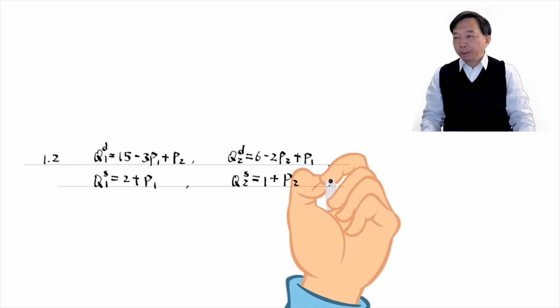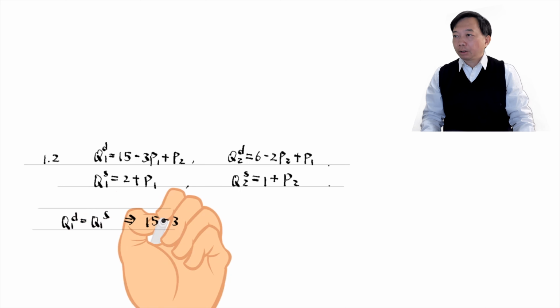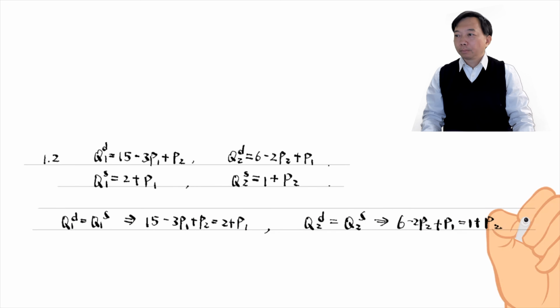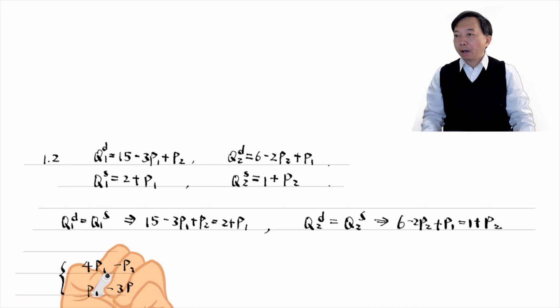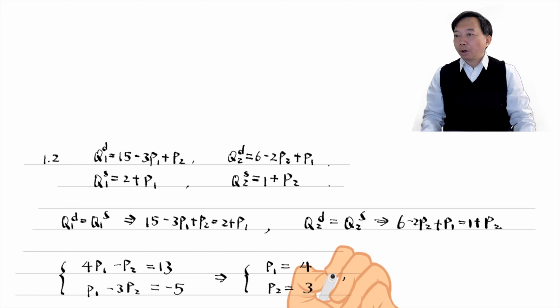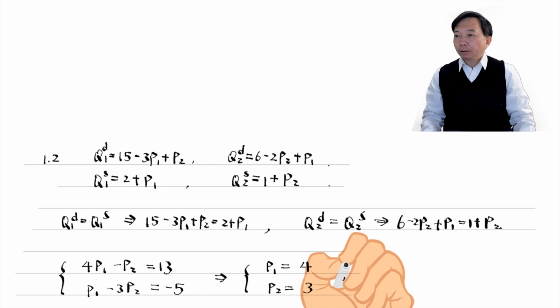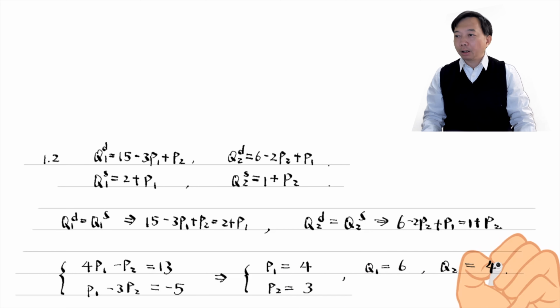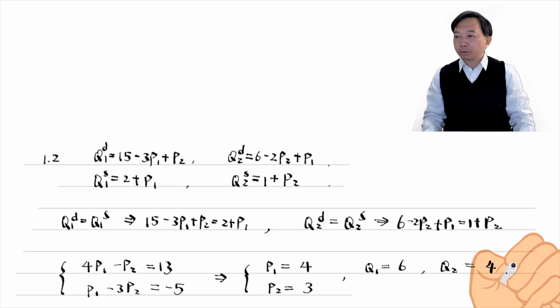In the market equilibrium, the quantity demanded equals the quantity supplied for each good. Then we have two equations for two unknowns. We can solve for the equilibrium prices for good 1 and good 2. Substituting the prices into supply or demand functions gives the equilibrium quantities of the goods.